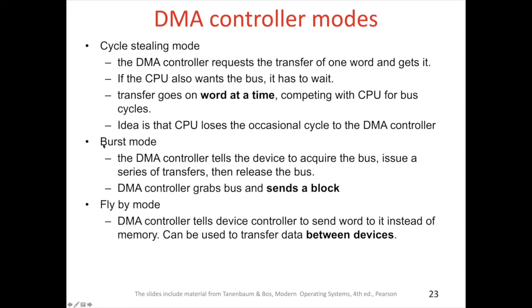However, if burst mode is used, the DMA controller tells the device to acquire the bus, issue a series of transfers, then release the bus. The DMA controller grabs the bus and sends a block. In flyby mode, the DMA controller tells the device controller to send the word to it instead of to memory. This can be used to transfer data between devices.